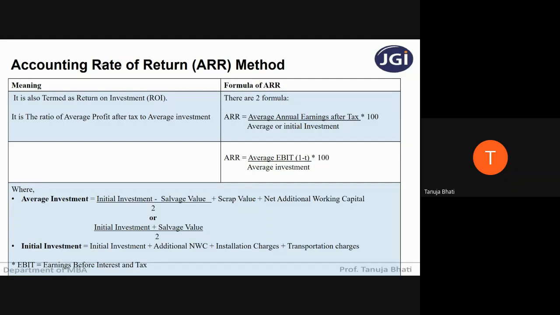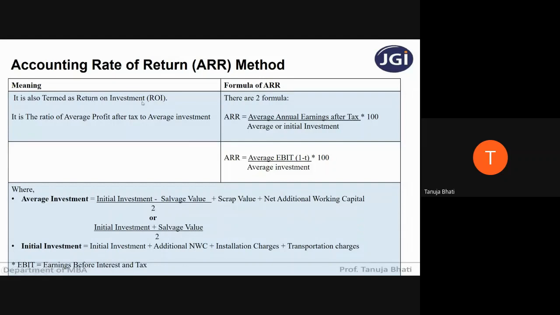So this is accounting rate of return. This method will help you know what rate of return you have achieved in respect of your investment, based on your earnings. Obviously, when you have made an initial investment and you're getting some earnings or returns, how will you find the rate of return? Obviously, your earnings divided by your investment. So this is accounting rate of return, which is also called return on investment.